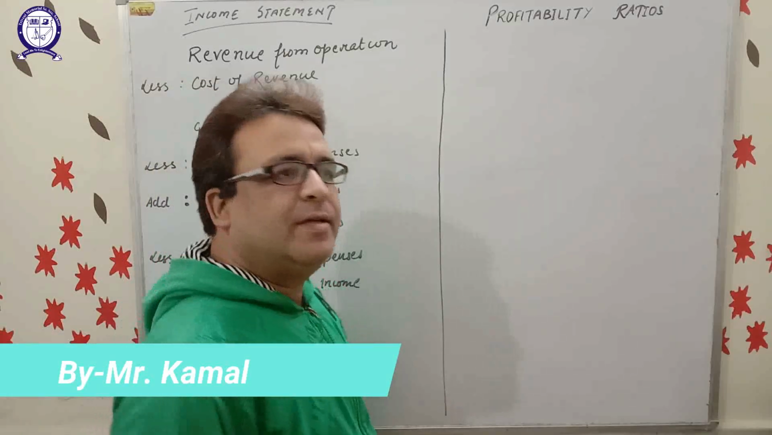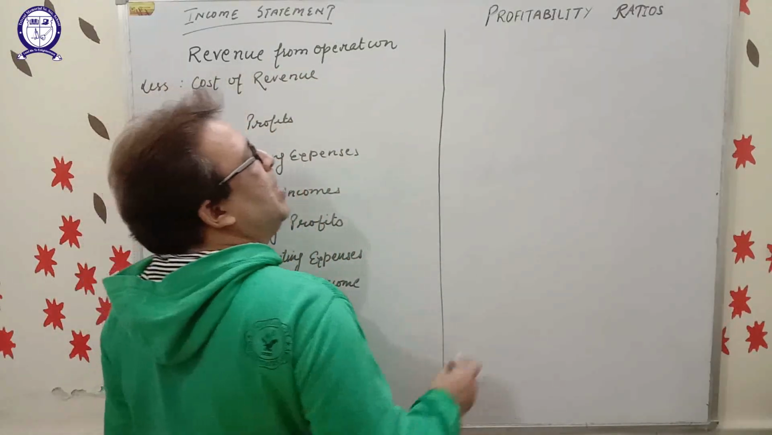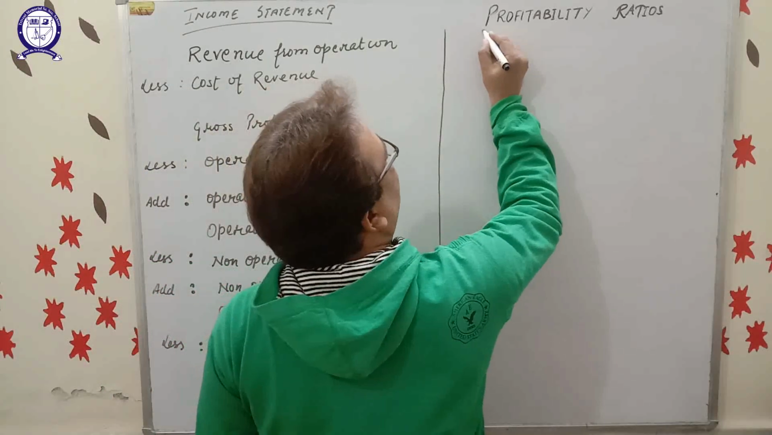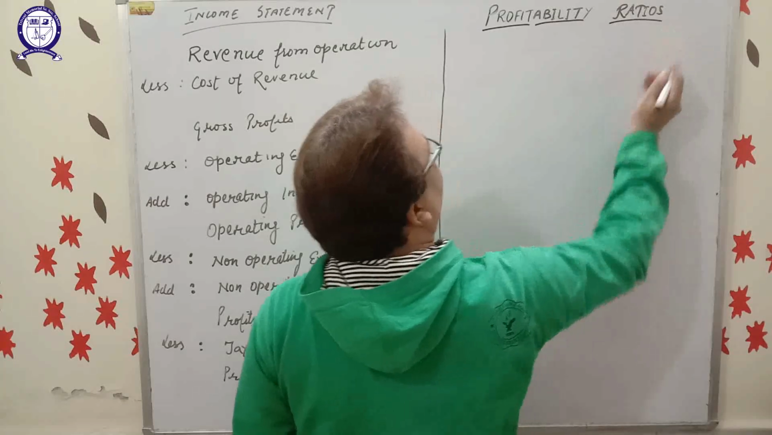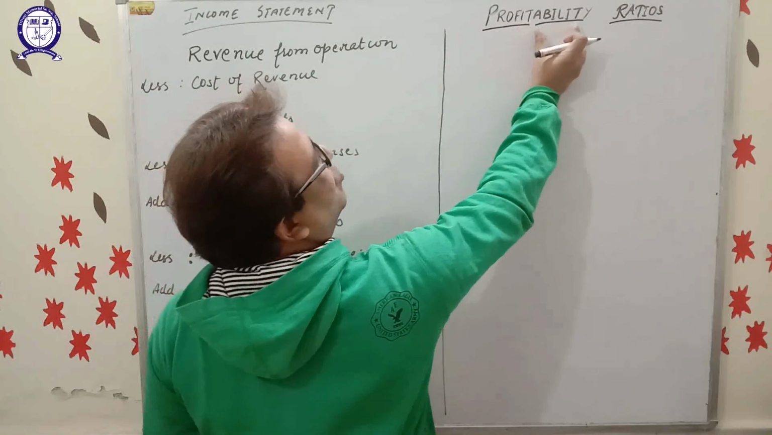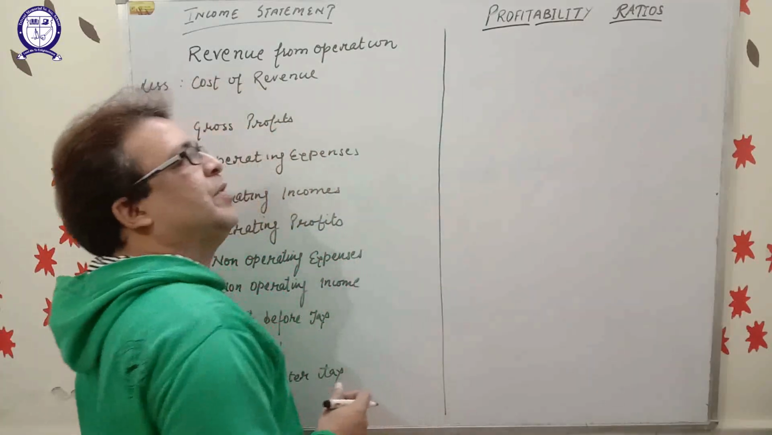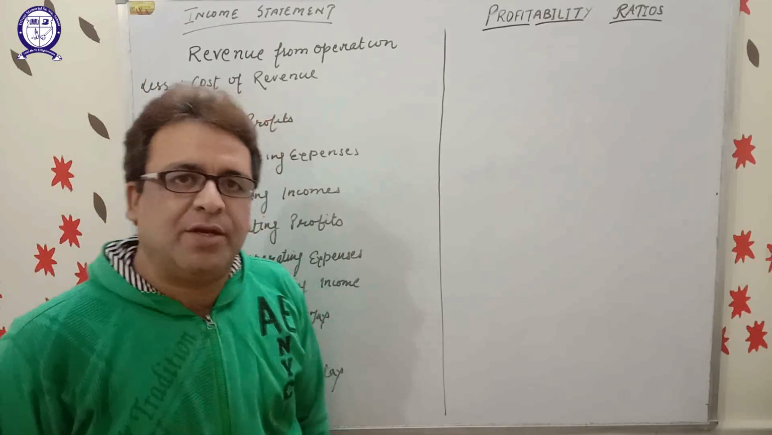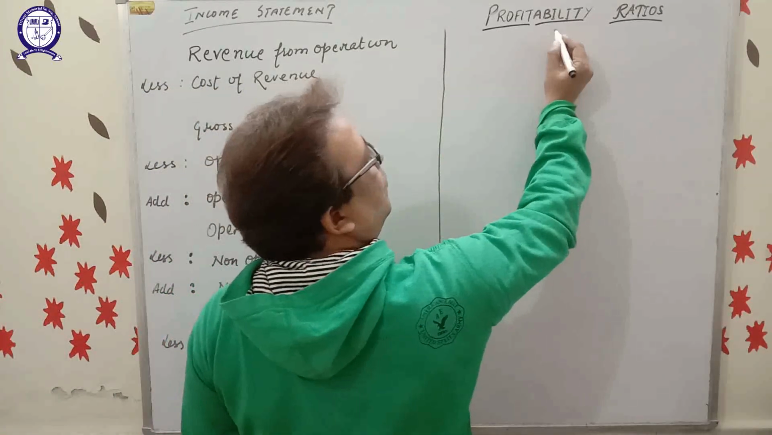Hello students, in this video we are going to discuss profitability ratios. Profitability is a combination of two words, profit plus ability. These ratios are used to check the profitability of the company.